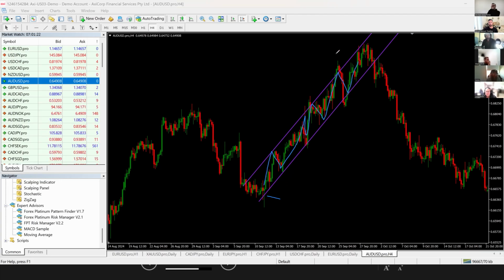And then we get to the top. Indecisiveness. How do I know? One, for starters, look at how many times it's hitting that level. 1, 2, 3, 4. Multiple candles are touching that. Look at the size of the candles across the board. They're all very similar. Red, green, red, green, red, green.